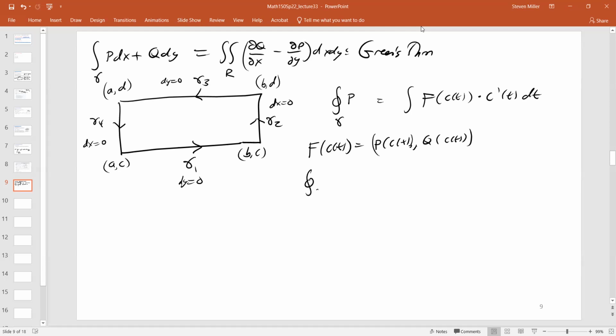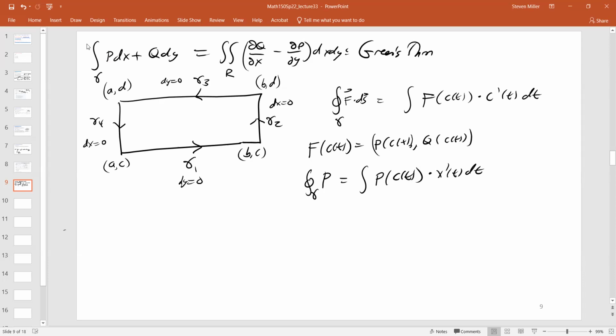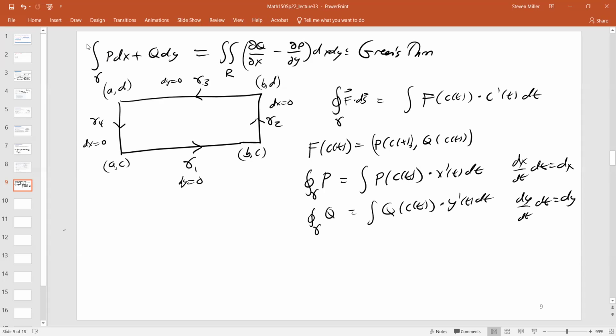So that's going to be the integral of p, if I take f dotted with c prime of t, I'll get p of c of t times x prime of t dt. This should really be, it shouldn't be f. Should be the integral. And similarly, the integral over gamma of q would be the integral of q of c of t times y prime of t dt. And dx dt dt, that's really just our dx. And dy dt dt, that's really just dy. And that's why this integral is really just the integral of p dx plus q dy.